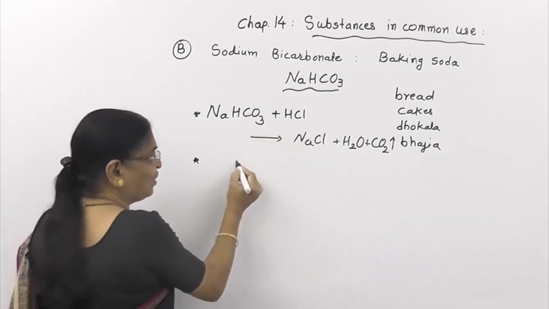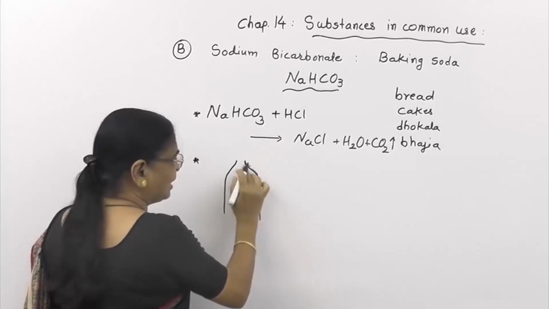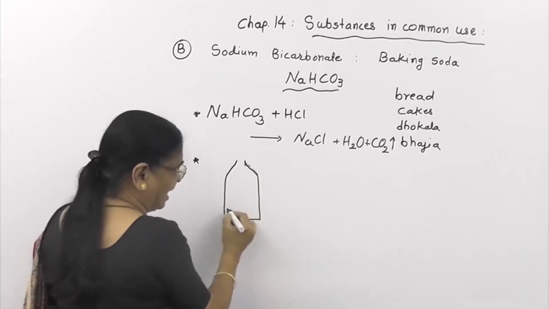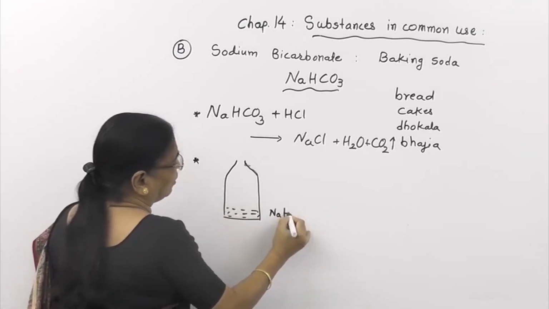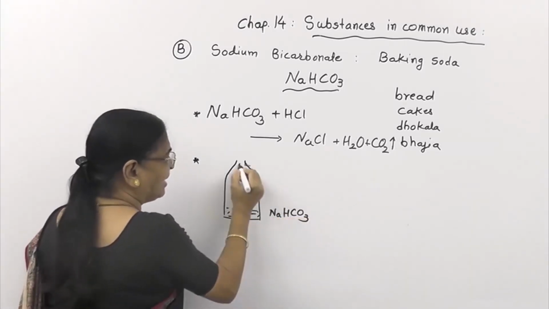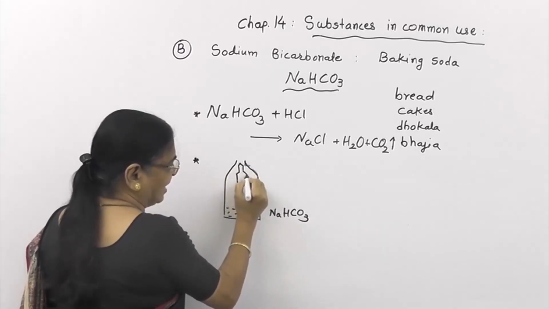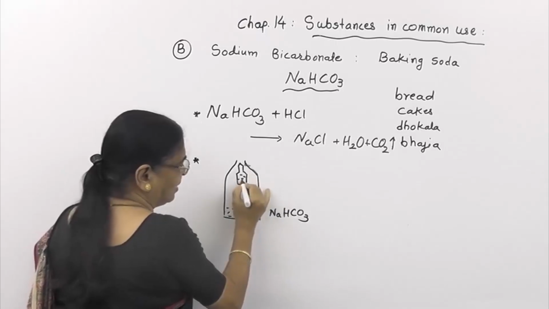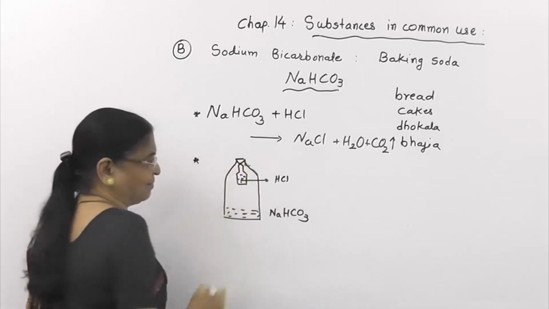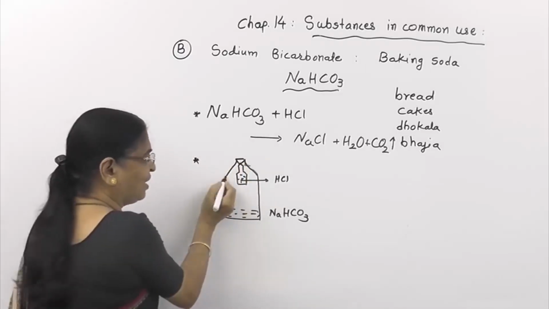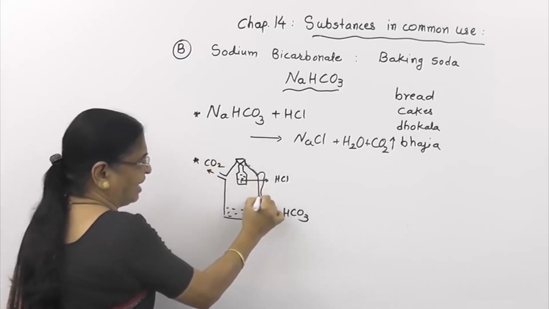How is it used? You can see there is a fire extinguisher like this, and in this fire extinguisher the powder is kept here, which is NaHCO3, and there is a little capsule of this acid. So here there is an acid, and whenever we break this, what will happen? And from here there is an outlet for the CO2 and one handle will be there.